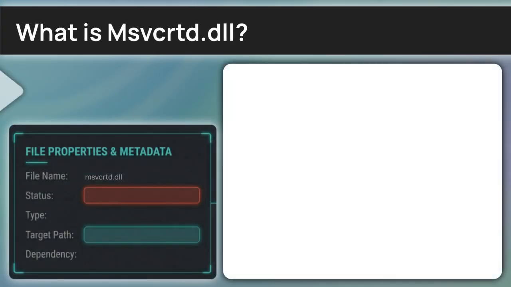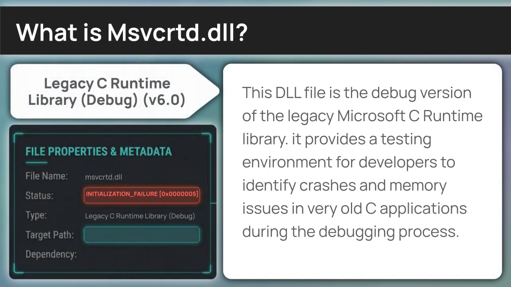This DLL file is the debug version of the Legacy Microsoft C Runtime Library. It provides a testing environment for developers to identify crashes and memory issues in very old C applications during the debugging process. Enough of the technical side. Let's get these files back onto your system.